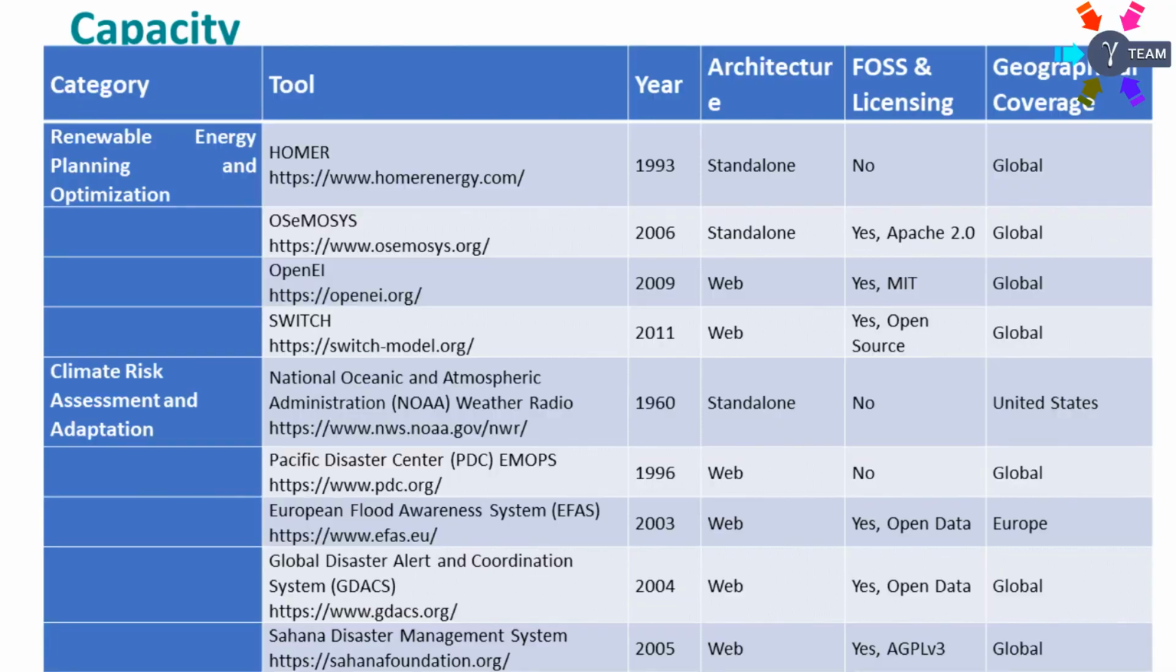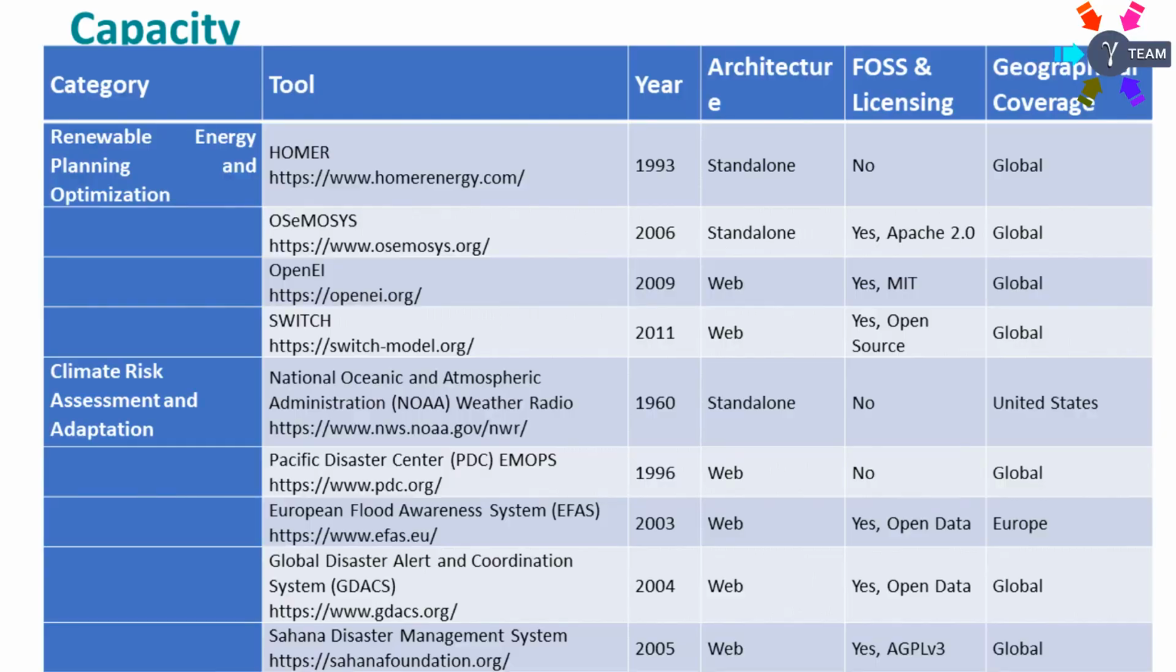So the next category is capacity. So the capacity also we have divided into two types. One is the renewable energy and planning optimization. Here there are several tools like Homer, Osmosis, OpenEI, Switch. Most of them are globally available. And also climate risk assessment and adaptation.